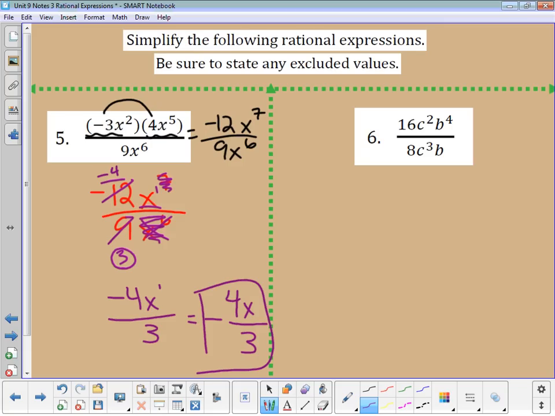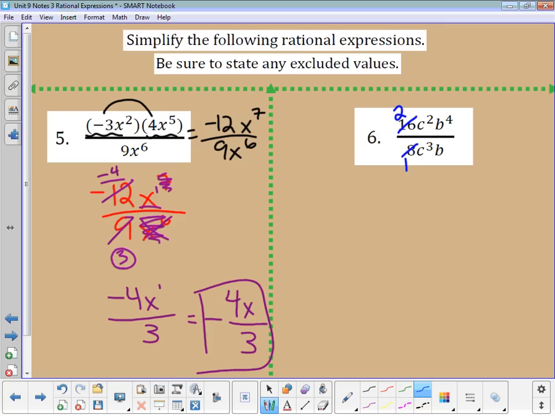Okay. Let's take a look at number 6. In number 6, I have 16c squared b to the 4th divided by 8c to the 3rd b. I have no multiplication to take care of. I already have only one term on top and one term on the bottom. So I'm just going to go ahead and simplify everything that I can. The number part, I can take 16 and 8 and divide by 8. 16 divided by 8 is 2. 8 divided by 8 is 1.